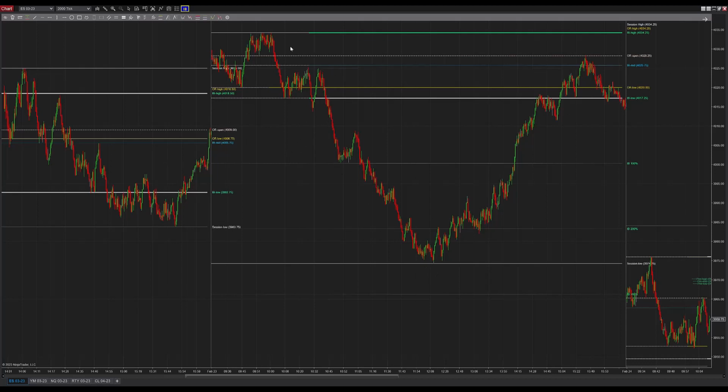It's just the reality, right? So once we break out of the range, because there are days where you can just chop within the initial balance here, and the higher time frame traders just yawn at it. When we get a break like this, now they're interested.